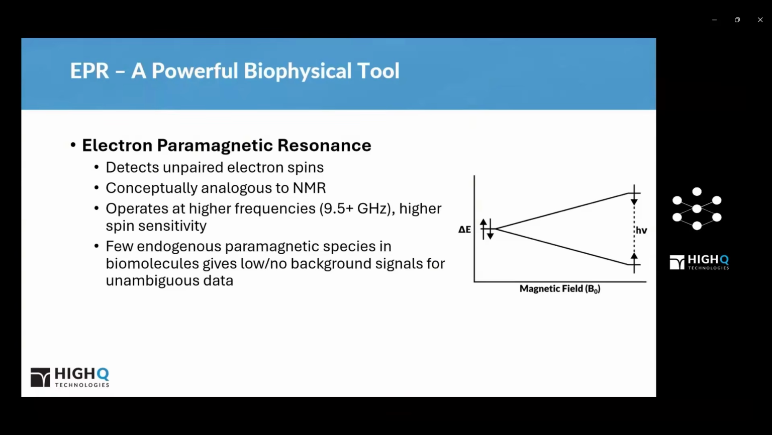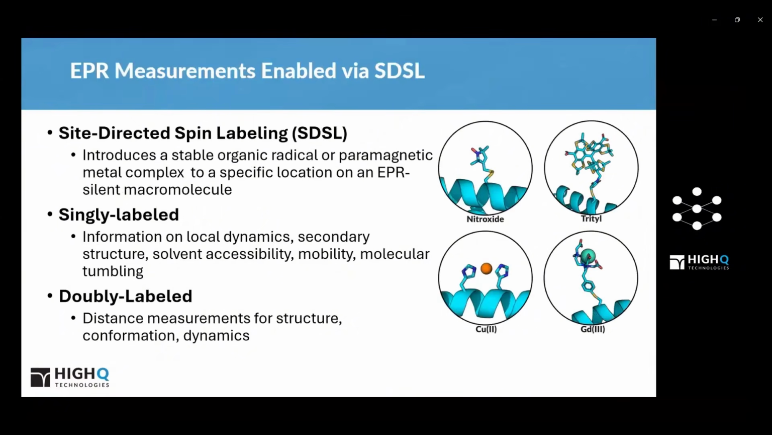The other side of that is because there's not native radicals in these systems, we have to introduce them in order to perform EPR measurements. Now, thankfully, that is a very well-studied field, that there has been a lot of great development in the EPR community over the past decades, and you can do this through a process called site-directed spin labeling, or SDSL. And so this is a process by which you take your biomolecule, you can do specific point mutations, and then you can attach stable radicals to those mutations.